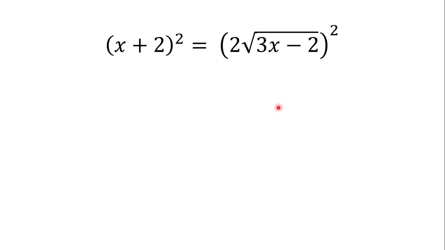Sure. So let's continue. As I said, this side will be x squared plus 2x plus 4. And then the next side will be 4 times 3x minus 2. Okay. Any question? I hope there is no question. If there is, let me know in the comment section. Alright, let's expand it, guys.